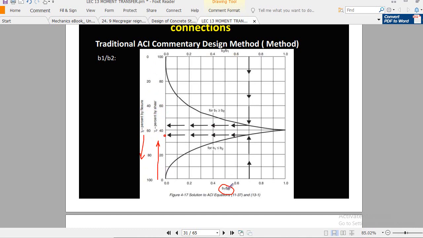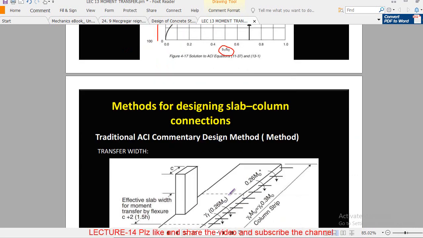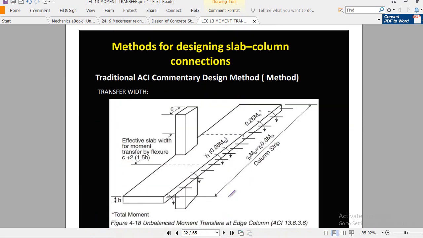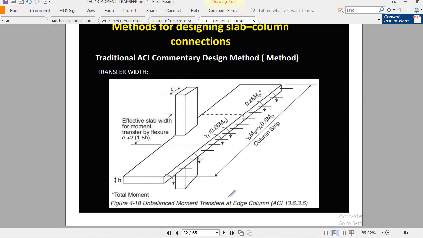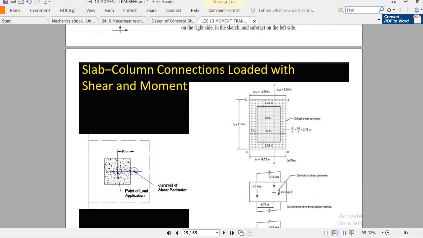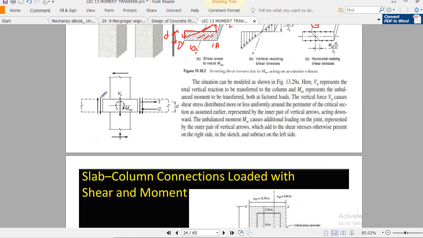So this is the percentage portion, which basically means how much percentage of the unbalanced moment is transferred through eccentric shear and how much is transferred by flexure. Now you must understand this diagram, and from this diagram you must understand the transfer width, but we will understand this at a later stage. Okay, let me explain this example. This example is very important, and this joint is very important to understand.